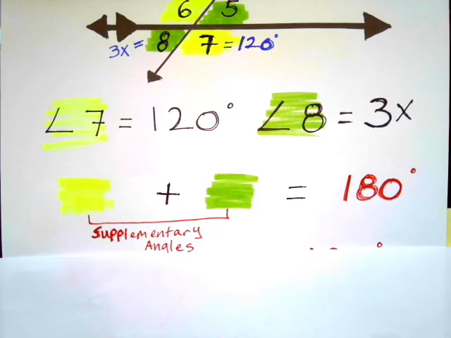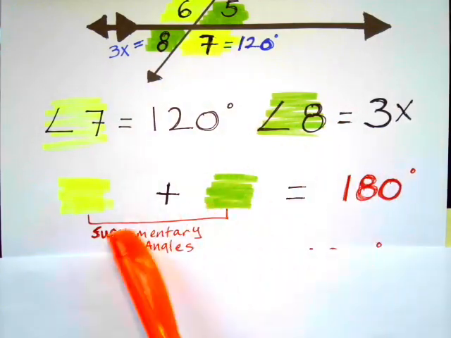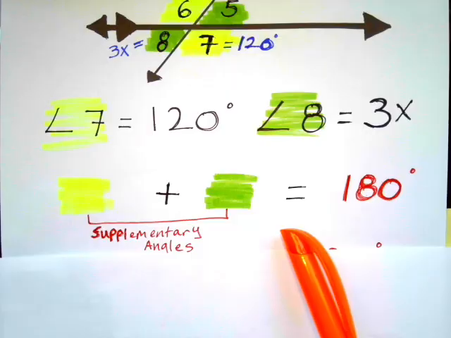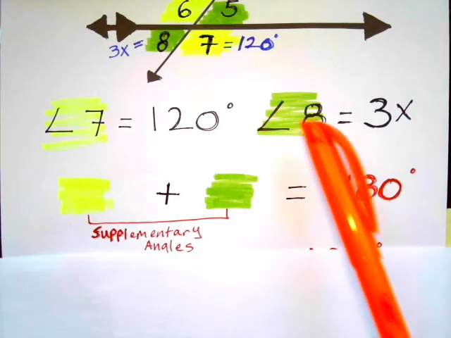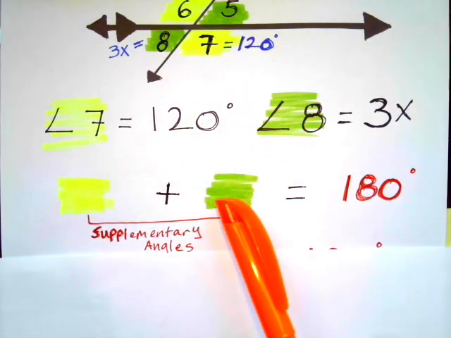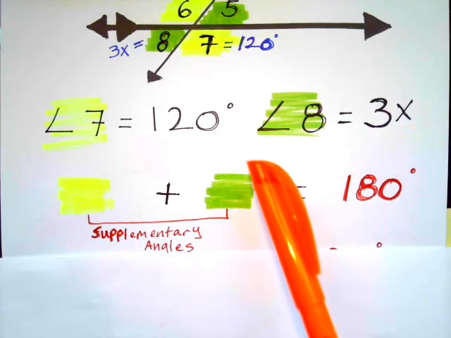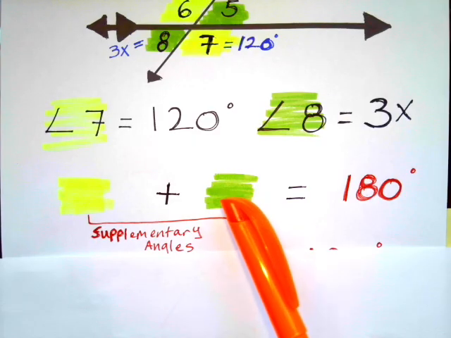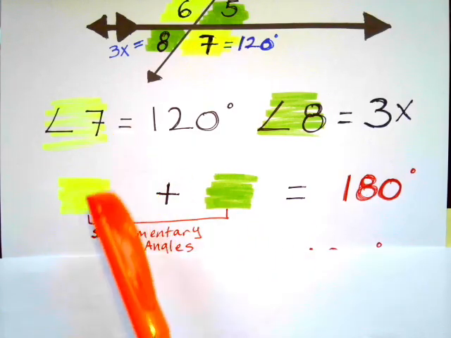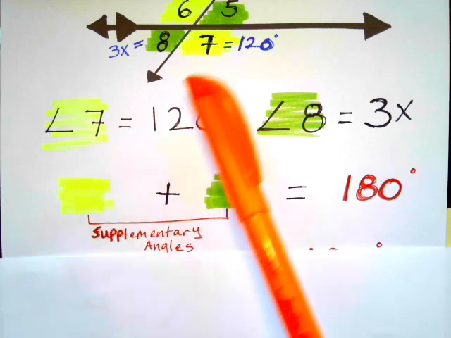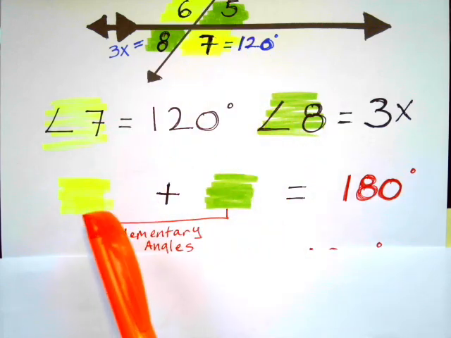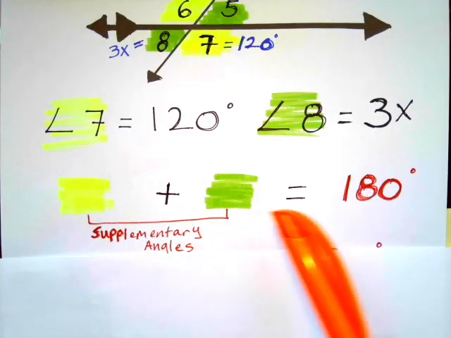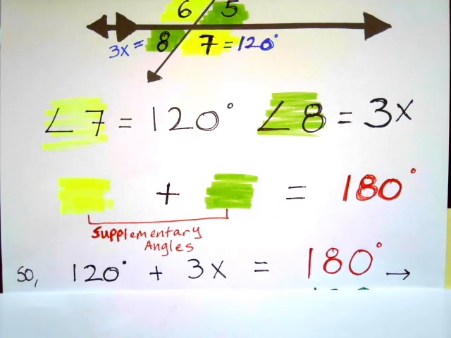So any angle that is highlighted in yellow plus any angle highlighted in green will give you 180 degrees. So let's just do that. Let's add these two angles to come up with 180 degrees. So angle 8 is highlighted in green. So I'm going to put 3x right here where the green is because angle 8 is equal to 3x. That was in the question. Plus, highlighted in yellow is angle 7, and angle 7 is equal to 120 degrees. So I'll put 120 degrees here. And I add these two values together, I should get 180 degrees.